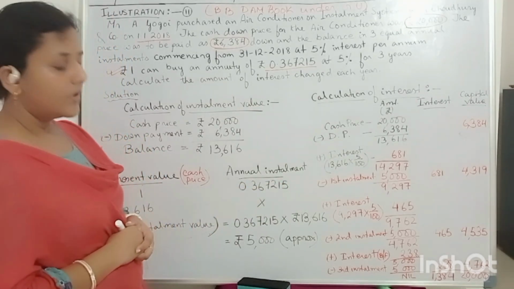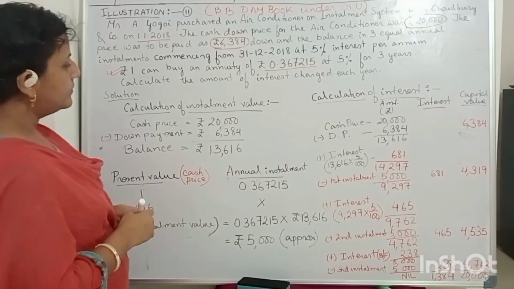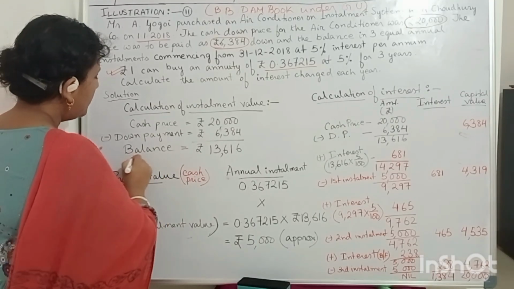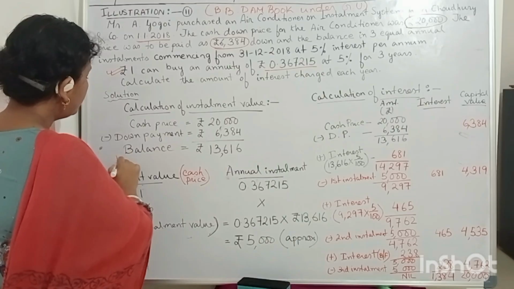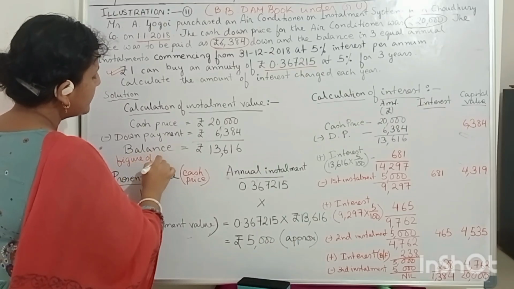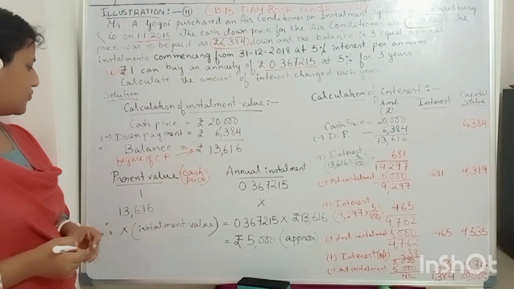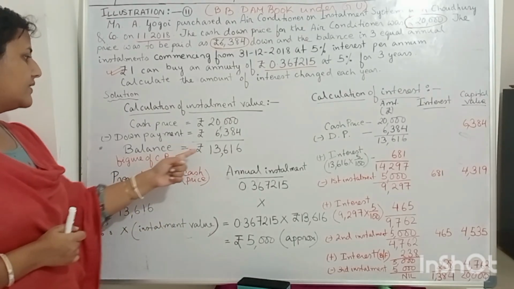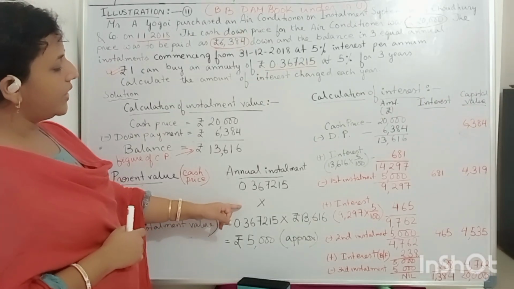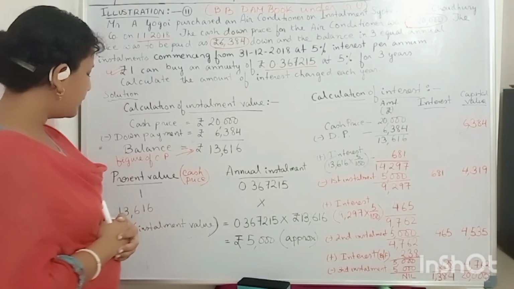0.367215. So when the present value, that is the cash price, this is the balancing figure of cash price. This amount, 13616. So when this is the cash price, what will be the value of installment? That you have to take out.